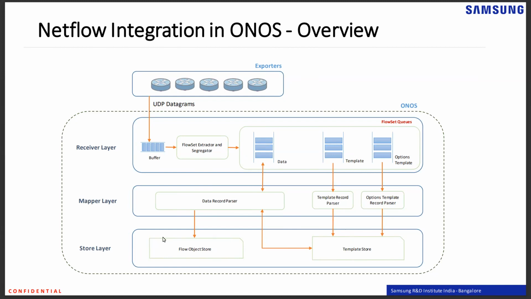And in the next phase, the AI ML engine will take objects from the flow object store and use them to train their AI ML model and to work on that. So this is the overall very high-level architecture diagram that we have proposed for the Netflow collector.